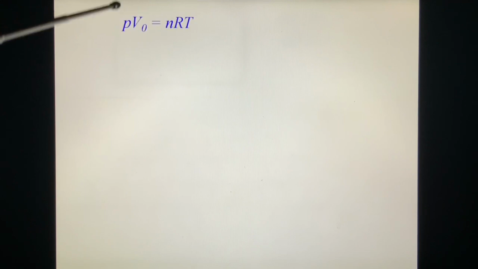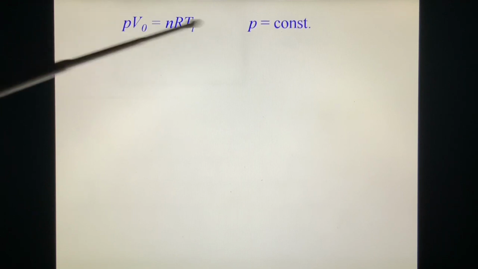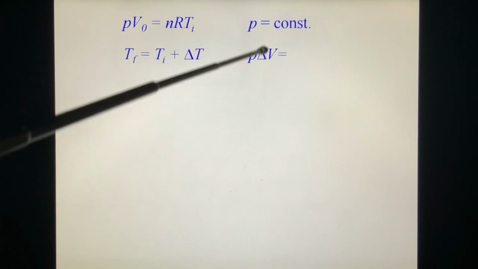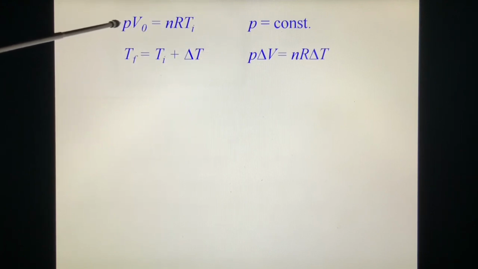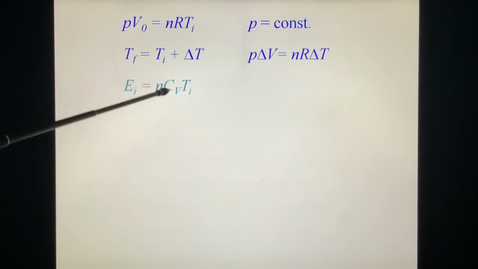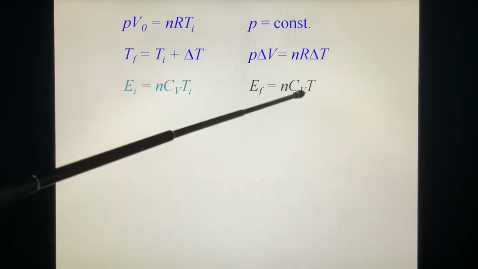Now we know PV0 equals nRT1, the original formula. Then we know P is constant when it's expansion. P is always constant at air pressure, right? And the final T is T1 plus delta T. So P is constant, P delta V equals nR delta T. And we combine this, we find E initial equals nCV T1 by definition, and E final equals nCV T final.